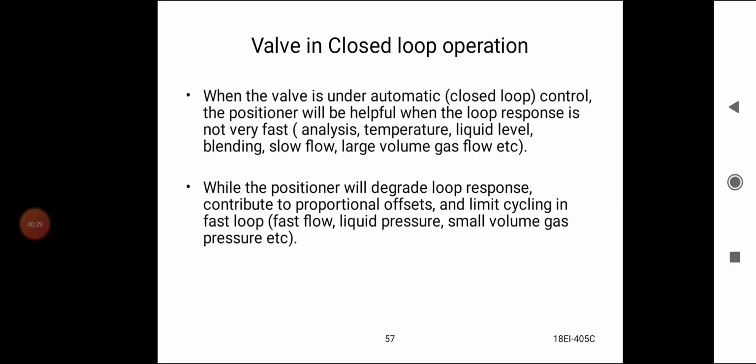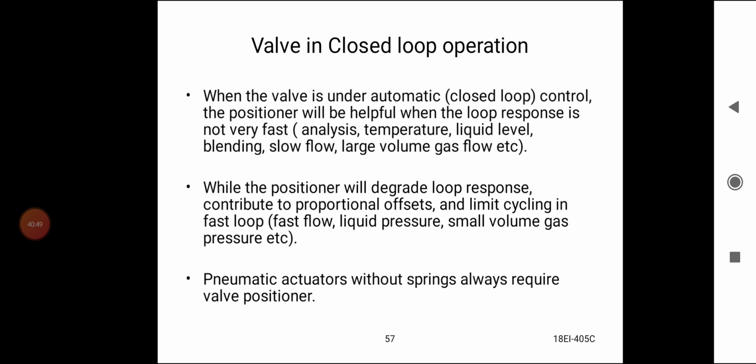While the positioner will degrade loop response, contribute to proportional offsets, and cause limit cycling in fast flow, liquid pressure, small volume gas pressure, etc.